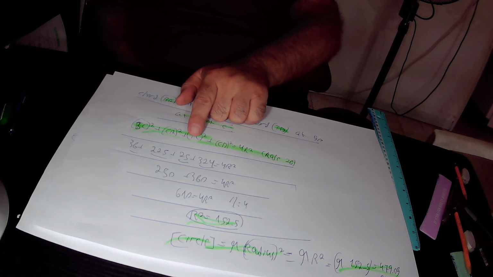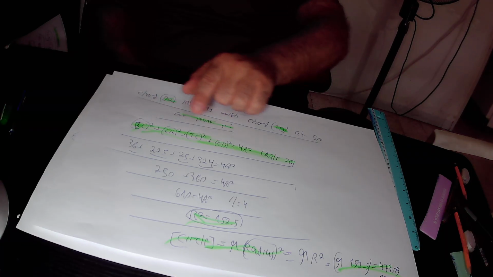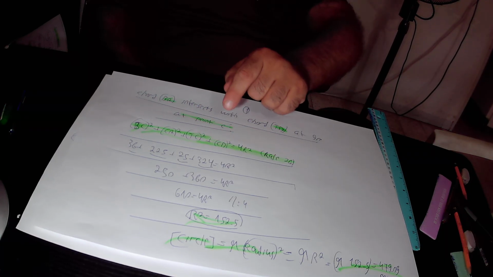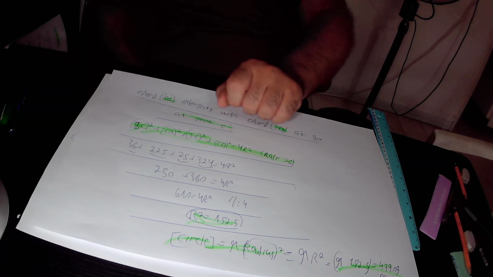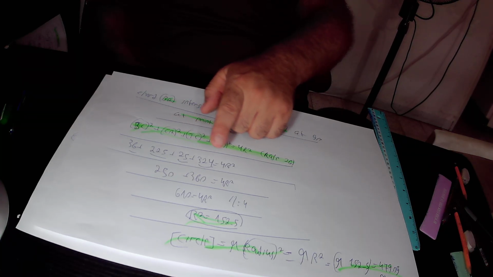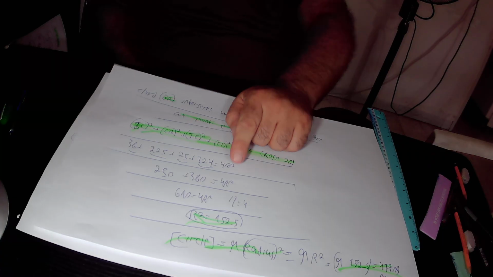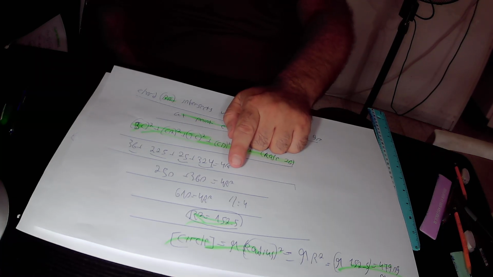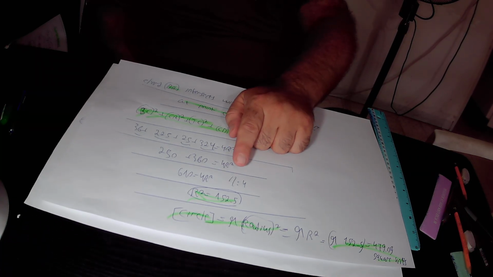225 plus 25 is 250, and 36 plus 324 is 360, equals 4R squared. 250 plus 360 is 610, so 610 equals 4R squared. Here we divide this equation by 4 and find that R squared equals 152.5.